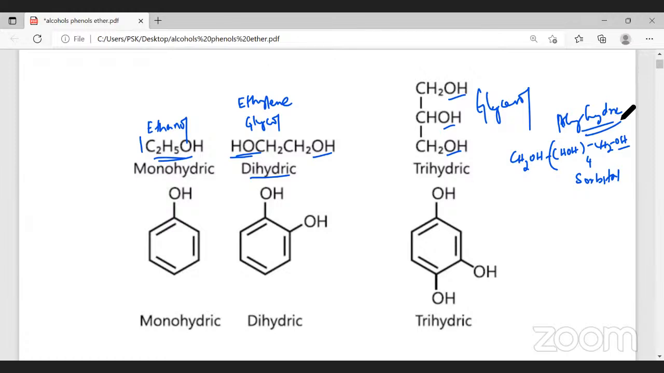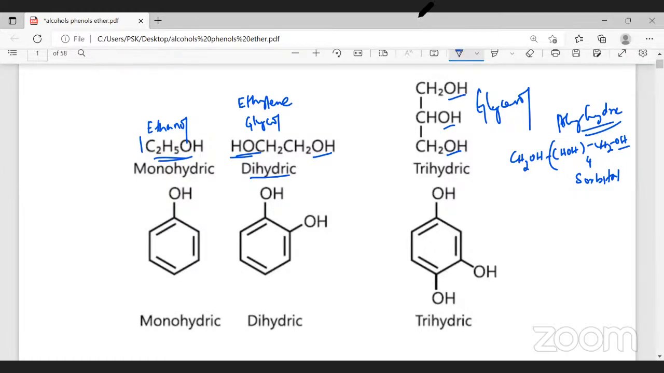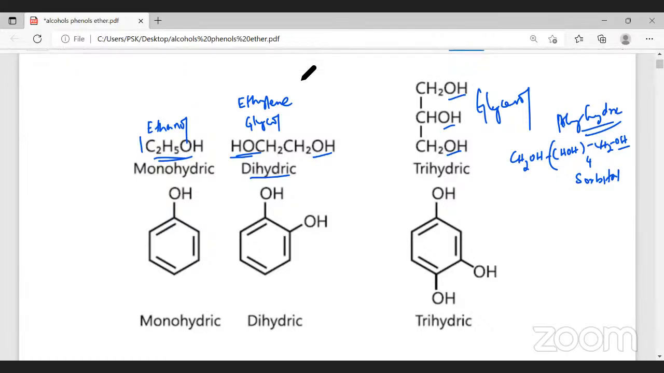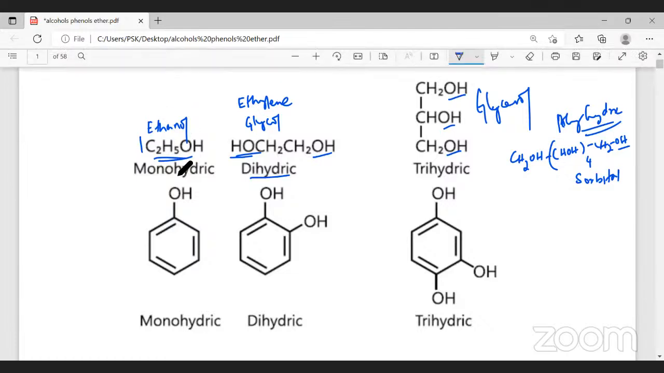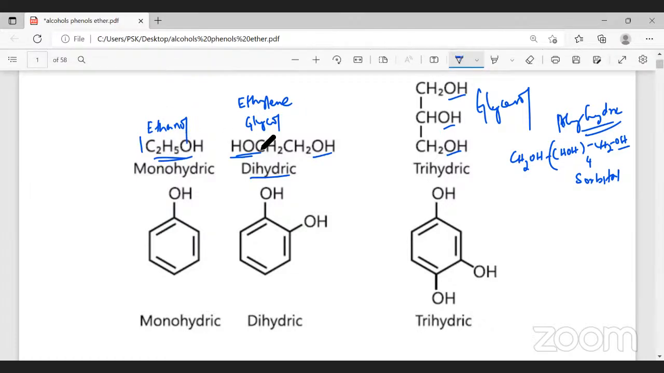So the first method of classifying alcohol is based on the number of OH groups present. If we have only one OH group, it is called monohydric alcohol. 2 OH groups, dihydric alcohol. Examples I've given. Trihydric alcohol, 3 OH groups. Example is glycerol, and then polyhydric alcohol.